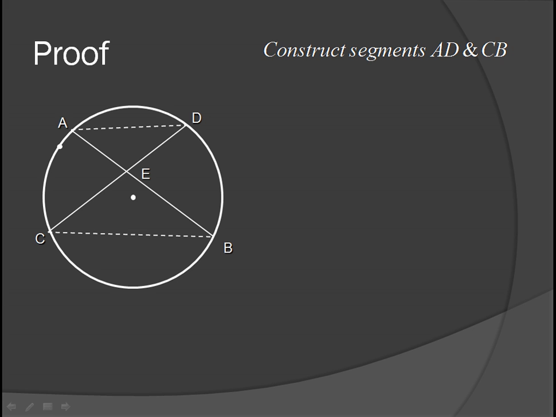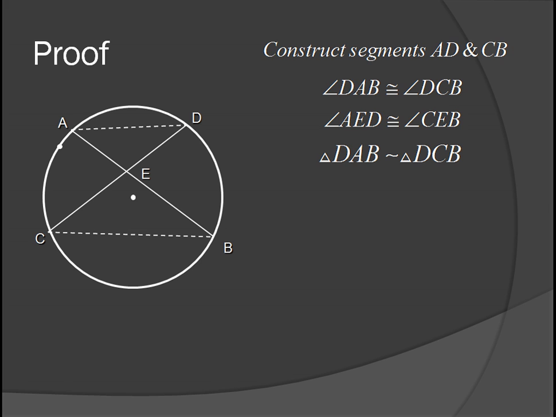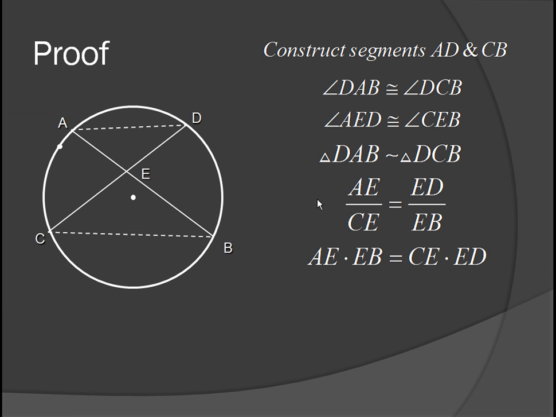Now, if you think about our methods of proving triangle similarity, angle was one of them, and lo and behold, we have enough information to prove that triangle DAB and triangle DCB are in fact similar. All right, now, because we can say that those two triangles are similar, well, we've got AE over CE is equal to ED over EB. We're able to write that out as a proportion. And from there, we solve out.